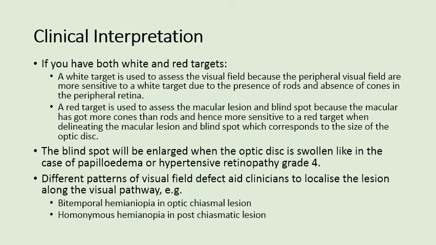The most important thing in visual field defect examination is for you to detect whether there are any lesions along the visual pathway. There are many classical visual field defects that you need to know. For example, bitemporal hemianopia in optic chiasma lesions and homonymous hemianopia in postchiasmatic lesions.